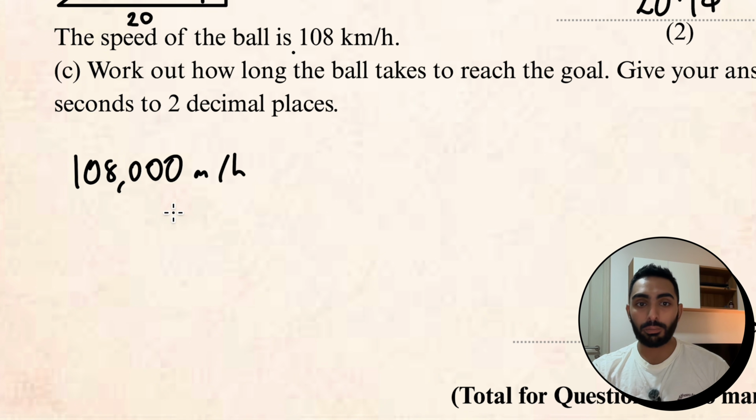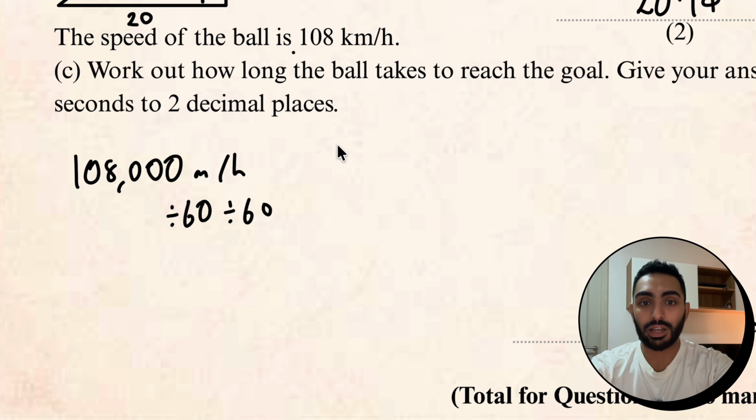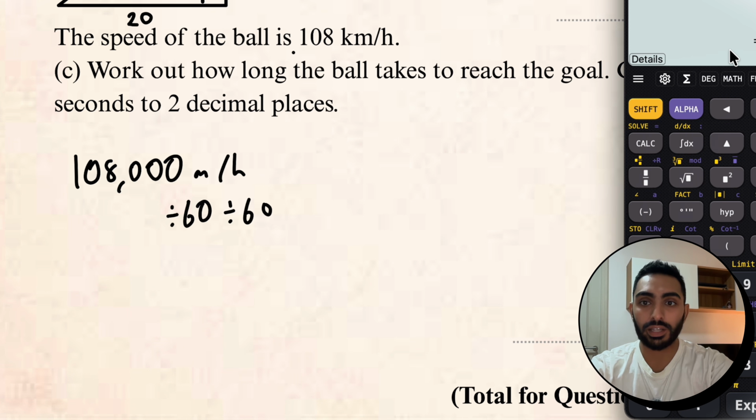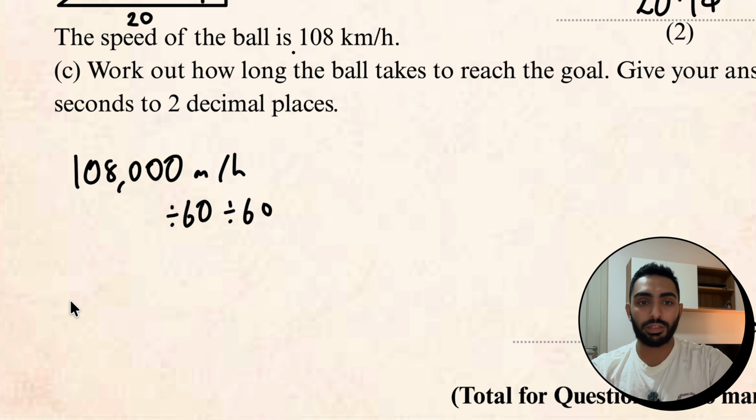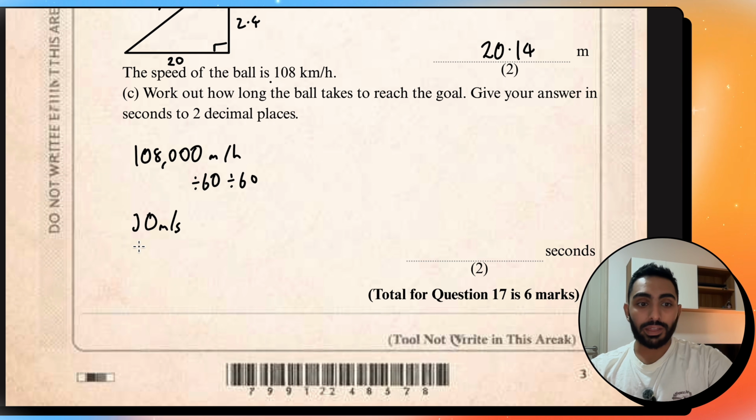We want to find out how far it's traveling every minute and then every second. If we want to find out for every minute, because there's 60 minutes in an hour, we divide by 60, and then for every second, we need to divide by 60 again. This will tell us how many meters it's traveling every second. 108,000 over 60, which is 30 meters per second. We know it's traveling 30 meters per second.